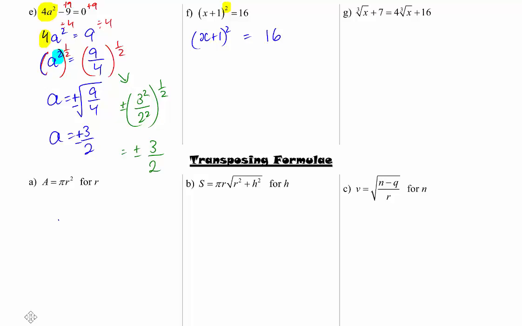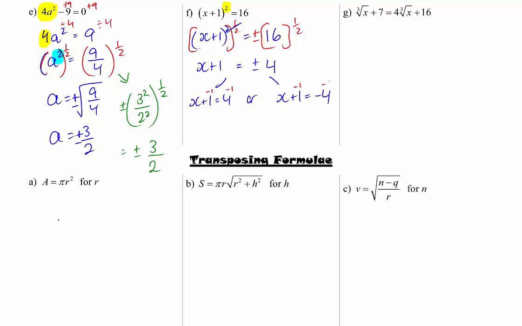To get rid of that power, I'm going to put both sides to the power of a half, and it's plus and minus. So I'm left with x plus 1 on this side, because 2 times a half is 1, equals plus or minus 16 to the power of half, or square root of 16, which is 4. I'm now going to split: x plus 1 equals 4, or x plus 1 equals negative 4. Take 1 from both sides. So x equals 4 take 1 is 3, or x equals negative 4 take 1 is negative 5.